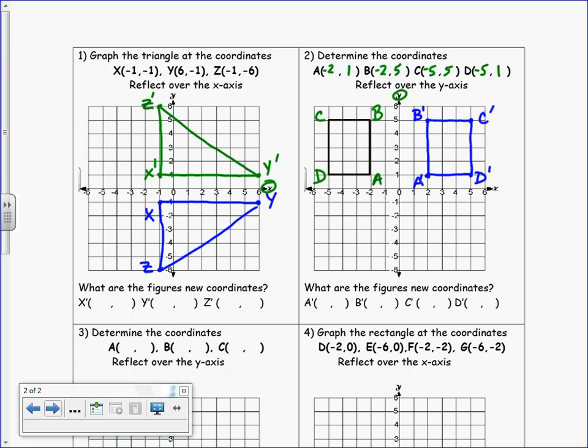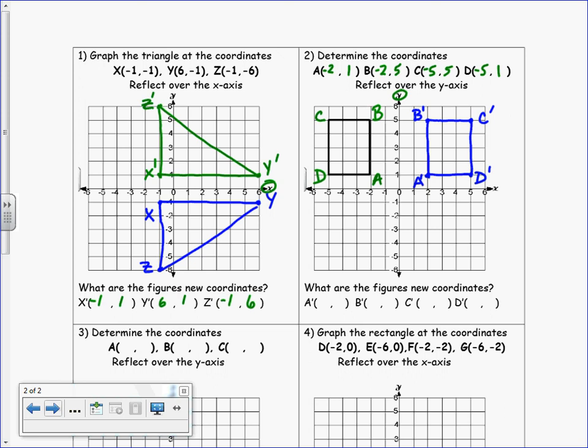Now, I missed a piece before, so let's go ahead and take a look at this first and second example. For this first and second example, it said, what are the figure's new coordinates? So my X prime is going to be negative 1, positive 1. My Y prime is going to be positive 6, positive 1. My Z prime is going to be negative 1, positive 6.